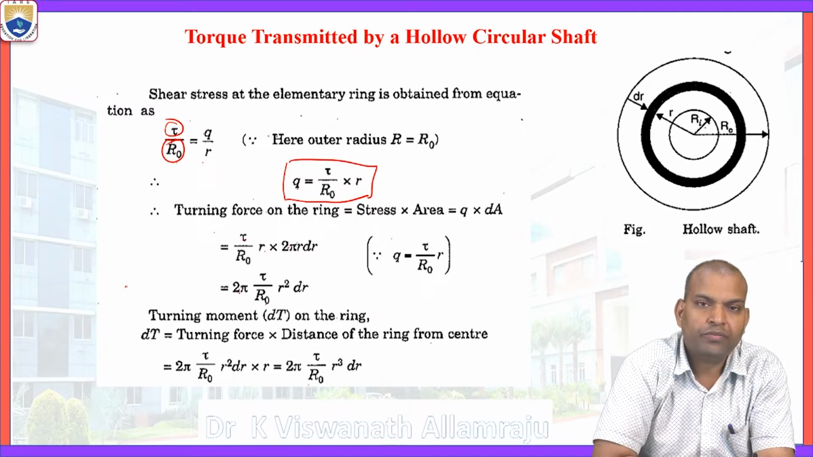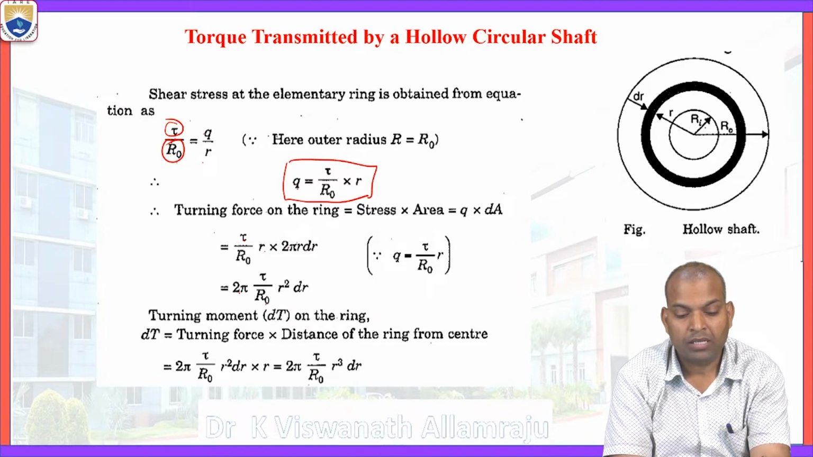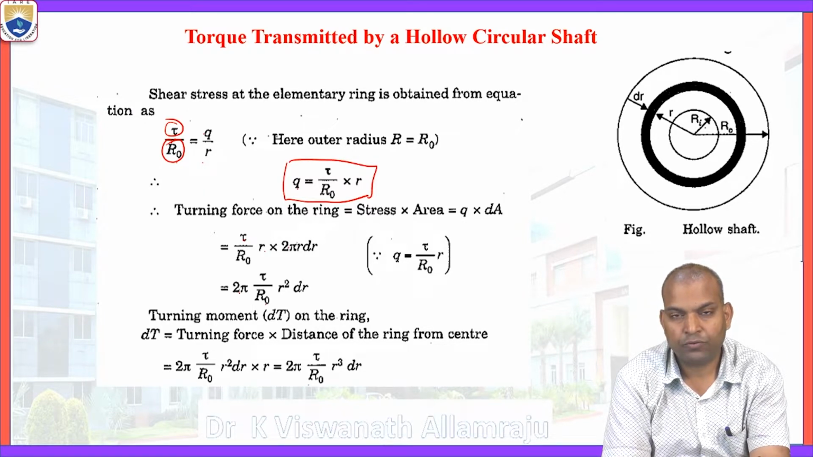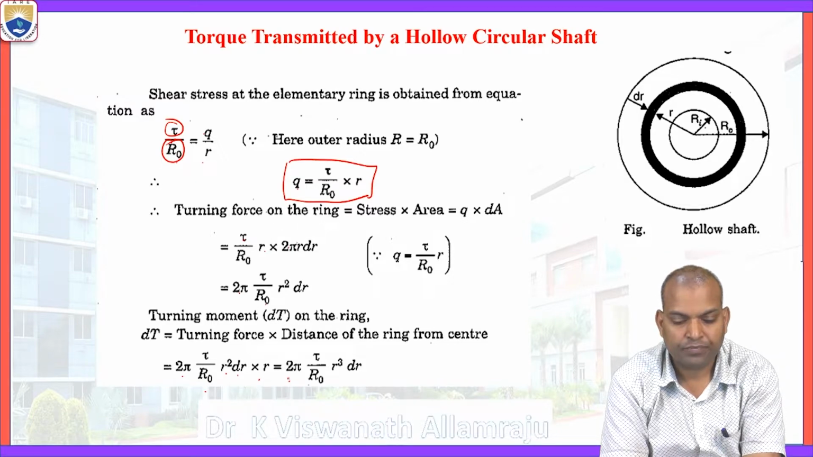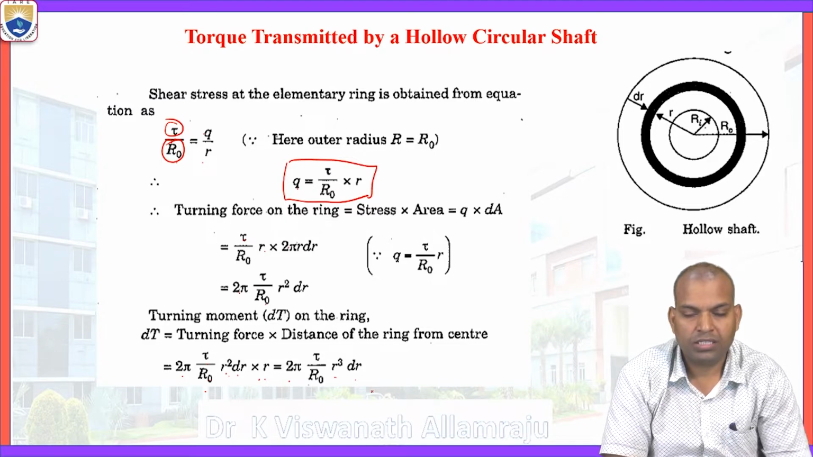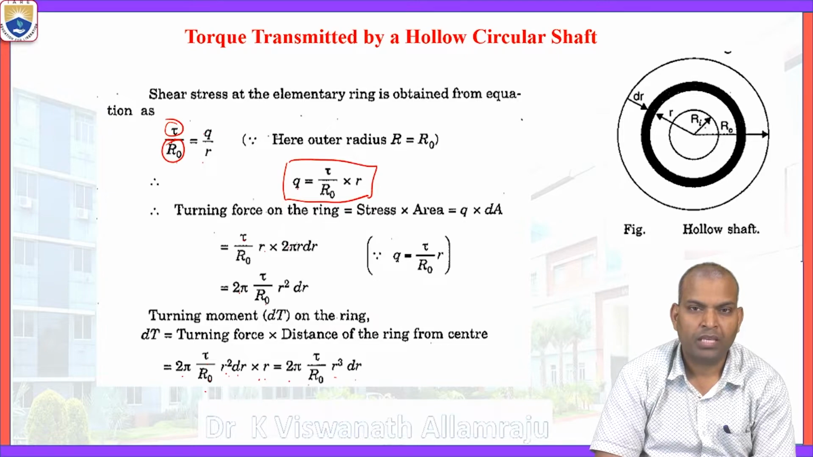So this is the turning force. Now the turning moment, or torque, equals turning force times radius, that is the distance of the ring from the center. Now again another radius: 2 pi times tau by R0 r square dr times small r, that is 2 pi times tau by R0 r cube dr. Now this is the elemental torque, turning force times the distance of the ring from center, dT, the elemental torque on the ring.